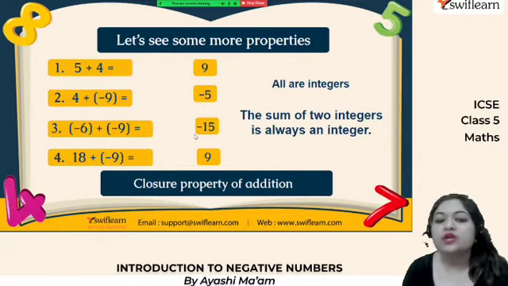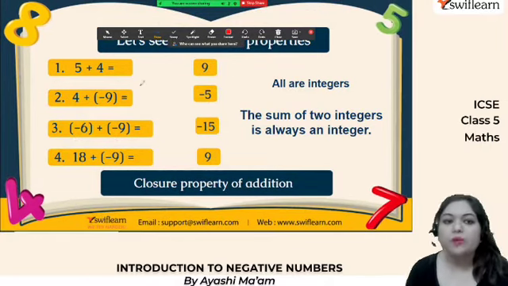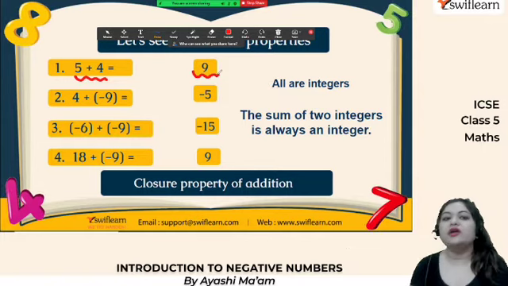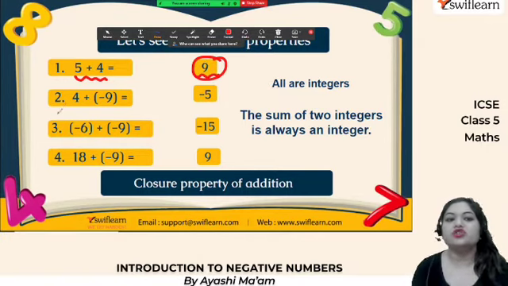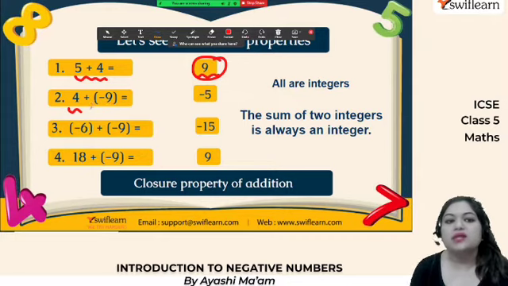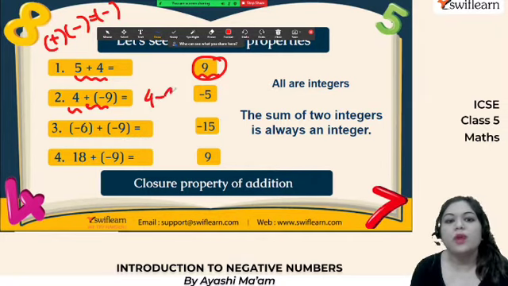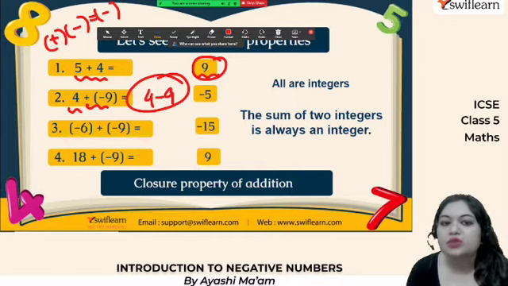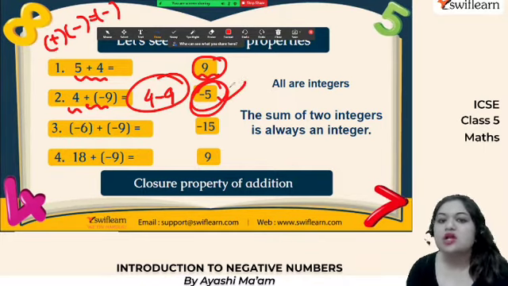Now, coming to the closure property of addition, very, very important. Closure property means even if you add two integers, you are getting another integer. So 5 plus 4, 9, two integers, we are getting another integer back. 4 plus of minus 9. So plus and minus is going to give us a minus, and this is going to become 4 minus 9. And if you perform 4 minus 9 on the number line, you will see your answer will be minus 5, right? Therefore, this is also an integer.